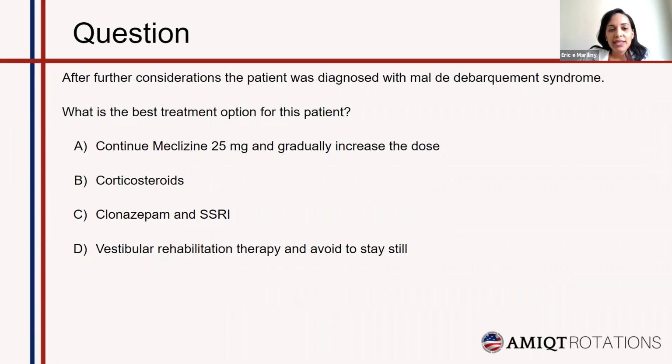So what is the best treatment option for this patient? Should we continue meclizine 25 milligrams and gradually increase the dose? Should you give him corticosteroids, clonazepam and an SSRI, or vestibular rehabilitation therapy and avoid staying still? What do you think?